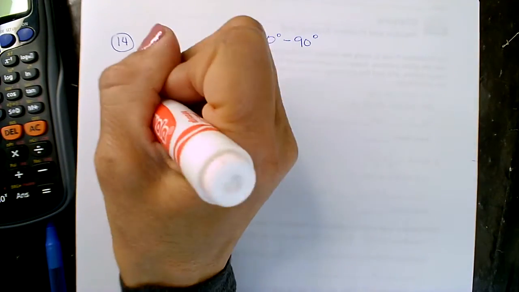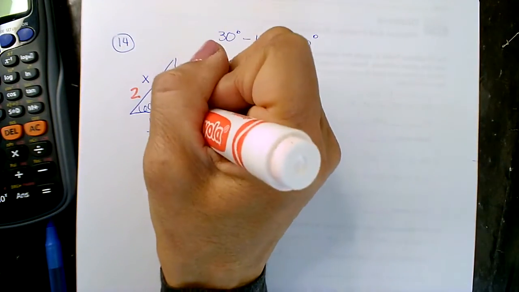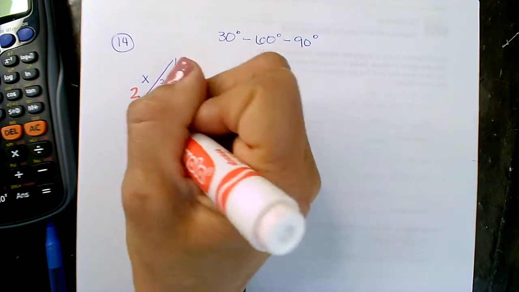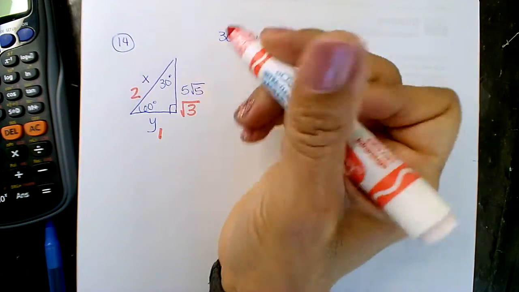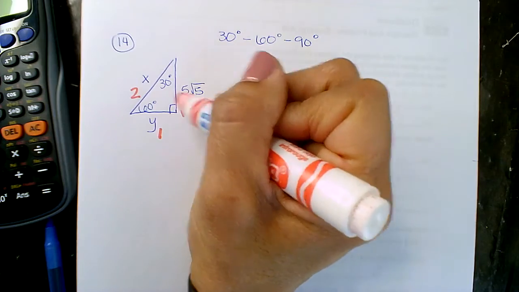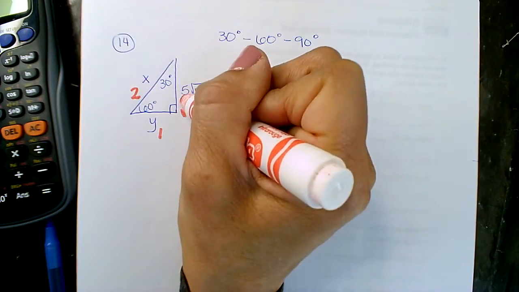Okay, 30 goes into 60 2 times, 60 goes into 90 3 times, 60 goes into 90 once. The markers are cold, you guys, the ink is coming out really light.